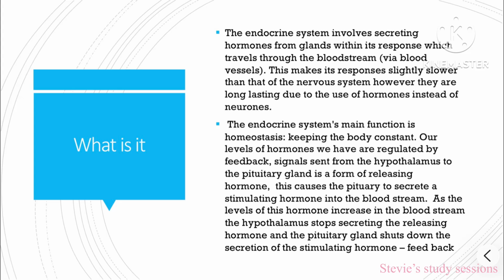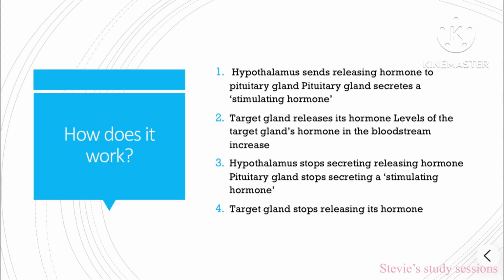Our hormone levels are regulated by feedback signals sent from the hypothalamus to the pituitary gland, which causes the pituitary gland to secrete a stimulating hormone into the bloodstream. As the levels of this hormone increase in the bloodstream, the hypothalamus stops secreting hormone and the pituitary gland shuts down, and the secreting of the stimulating hormone shuts down. This is feedback. How do feedback loops work?